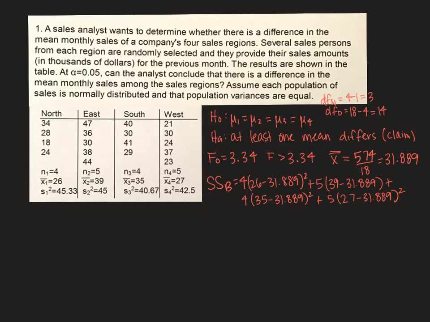So when I square each of those and multiply it by the sample size, add them all together, I end up with 549.778. So next I'm going to find SSW.